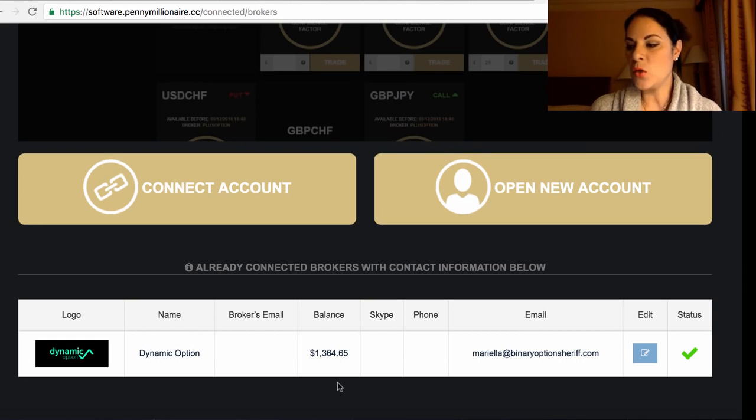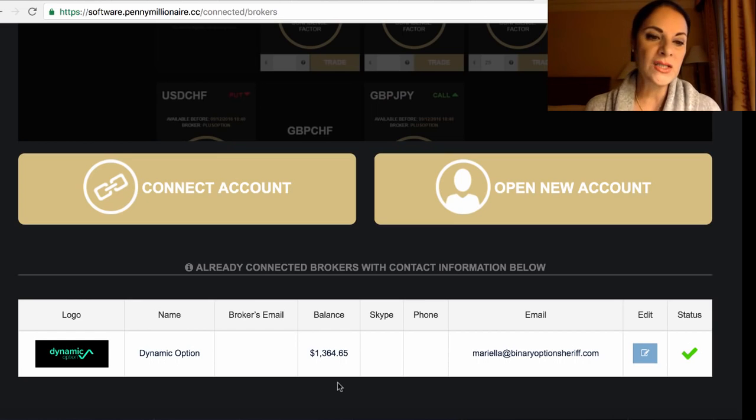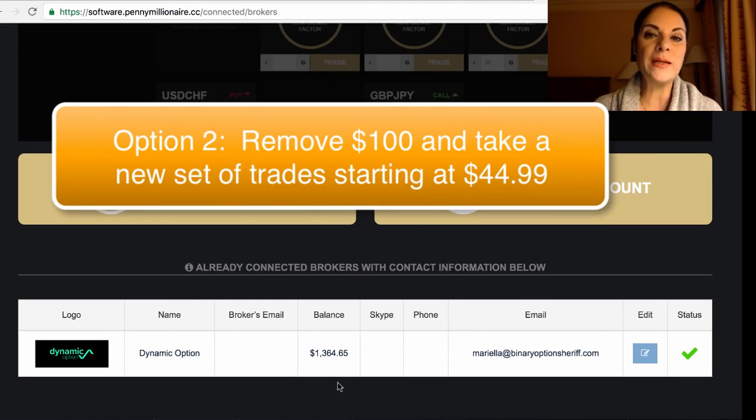Now, the last bit of information, which is very important, that I would like to give is what my options are at this point. I have won 3 trades in a row, and as you can see, the profit is compounded and it is exponential. My choices now are threefold. I can either take on Monday, when I start trading again, a trade equivalent to my last winning trade, which would be 144.90, always staying with the same risk exposure of my original trade of 25, or else I can be a lot more conservative.